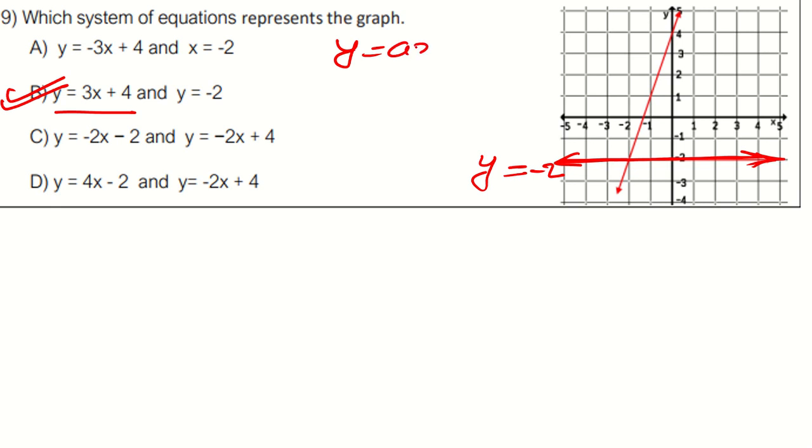This is y is equal to ax plus b, because it is cutting the x-axis and y-axis both. It is not parallel to the x-axis or y-axis. So at what point is it cutting the y-axis? At 4. So it should be plus 4. Okay. So this is the correct answer.